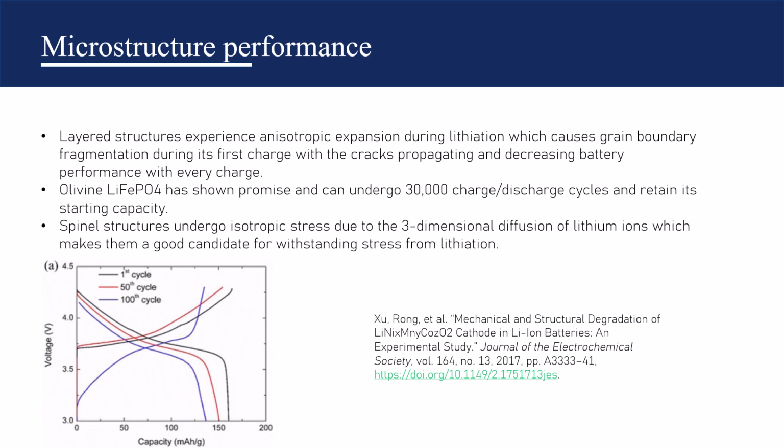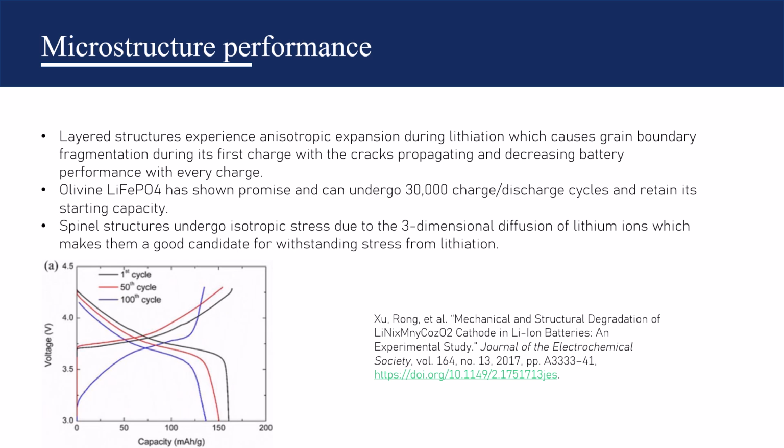Layered structures experience anisotropic expansion during lithiation, which causes grain boundary fragmentation during its first charge. These cracks are then propagated in every subsequent cycle, and the battery performance decreases. Olivine lithium iron phosphate has shown promise and can undergo 30,000 charging and discharging cycles while retaining its starting capacity. Spinel structures undergo isotropic stress due to their three-dimensional diffusion of lithium ions, and this makes them a good candidate for withstanding stress from lithiation.